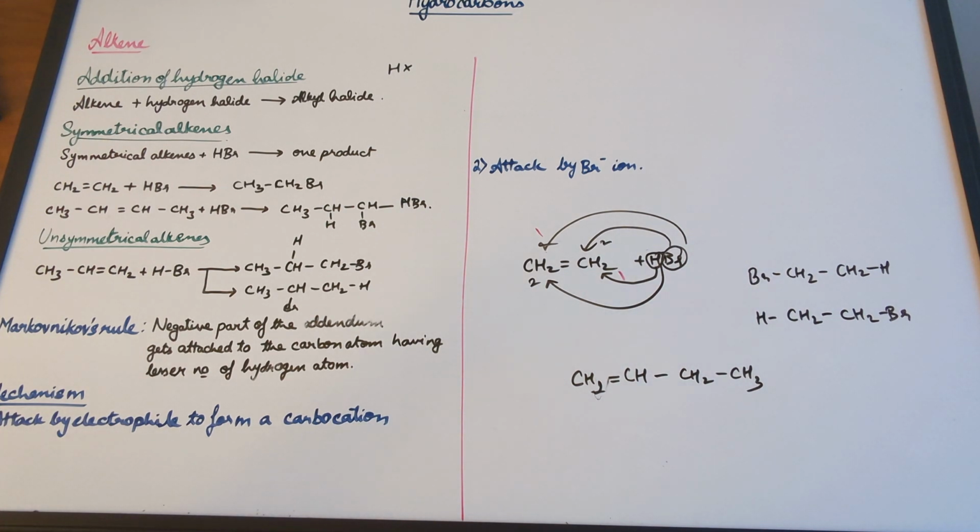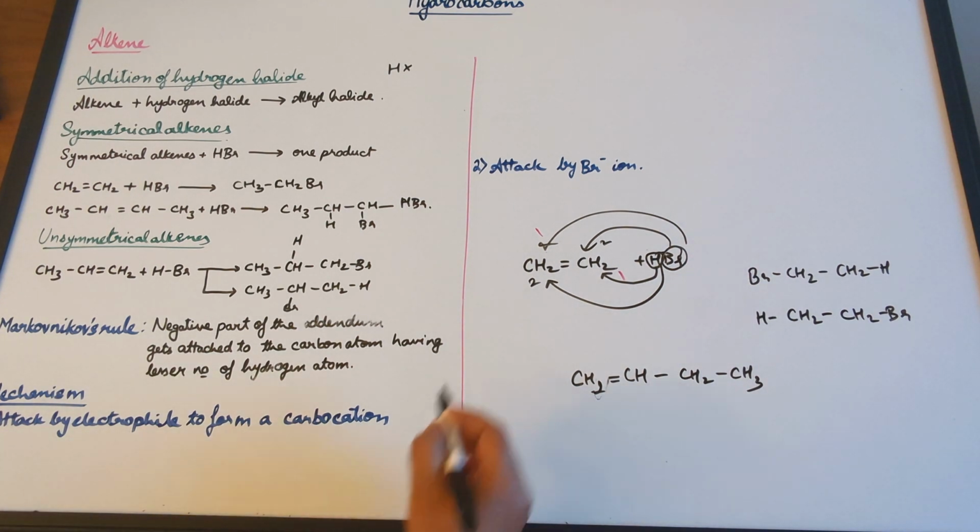And we need to figure out how we say that one of these is going to be the more preferred product. That's when Markovnikov, who was a Russian chemist, gave a generalization. In 1869, he studied various reactions of addition of hydrogen halides in detail, and he figured this out. What he says is, the negative part of the addendum gets attached to the carbon atom having the lesser number of hydrogen atoms. When I was in grade 12, I could never remember this rule. To simplify, according to this rule, bromine will get attached to the carbon with fewer hydrogens.